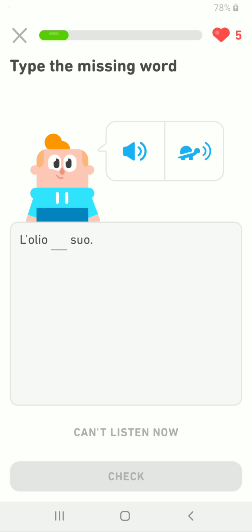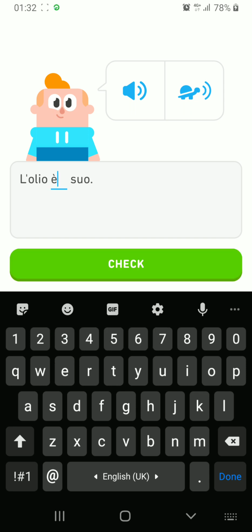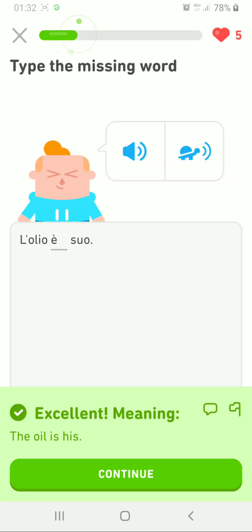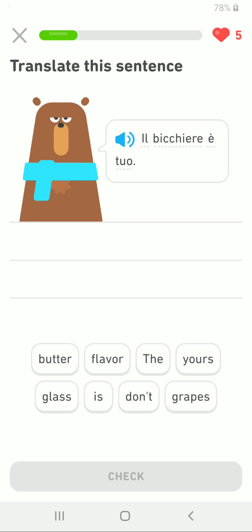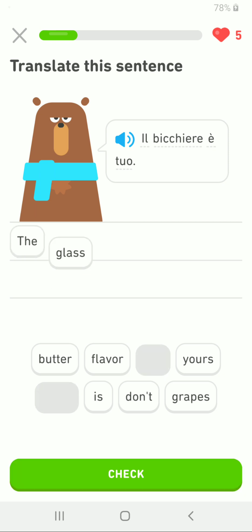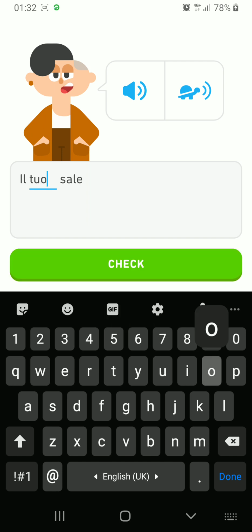L'olio è suo. L'olio means the oil. So l'olio è suo, the oil is his. I know that e without the accent means and, but when you have this accent pointing toward the left, it means is. Il bicchiere è tuo. If you remember, it means the glass is yours. Il tuo sale.